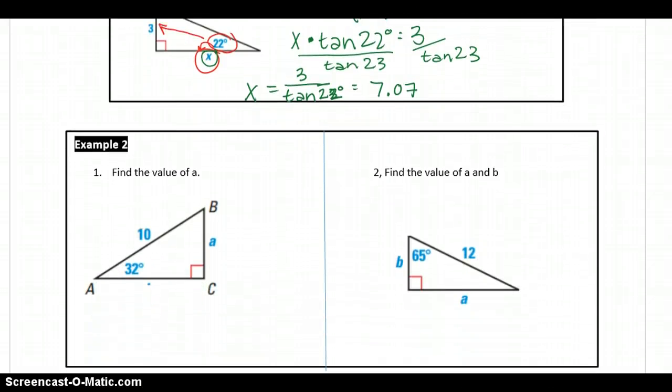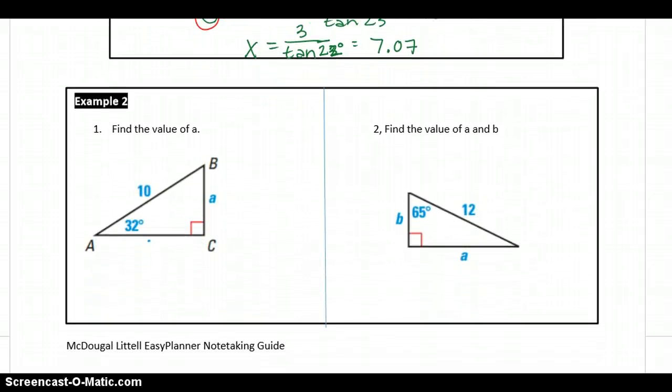Let's look at example number 2. Example 2, we want to find the value of A. We're only given one side, a missing side, and an angle here, so we need to figure out which ratio we could use. Again, I'm going to write it on top, SOH CAH TOA. That should be drilled into your memory. You should be able to write it on the top of every page, every problem. So what sides are we given here in comparison to our angle of 32 degrees? We are given the opposite side, which is A, and this side here is our hypotenuse, which is 10.